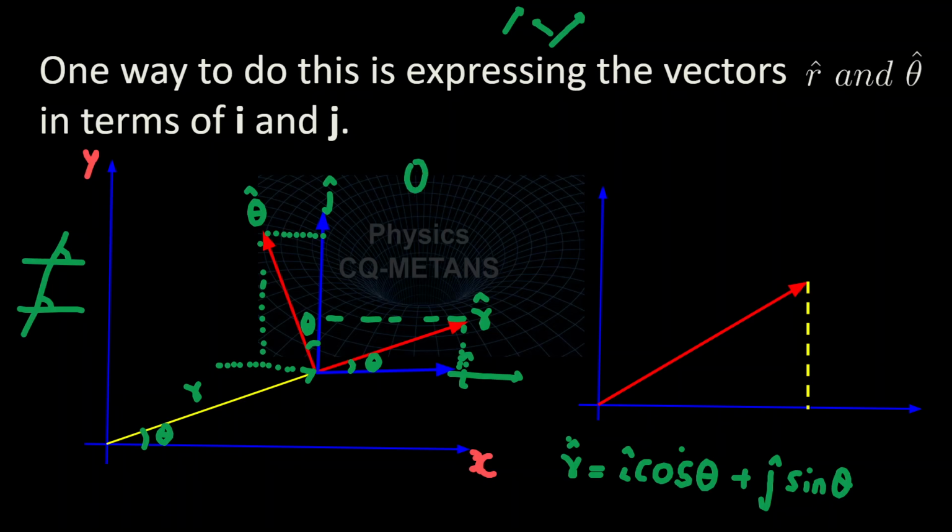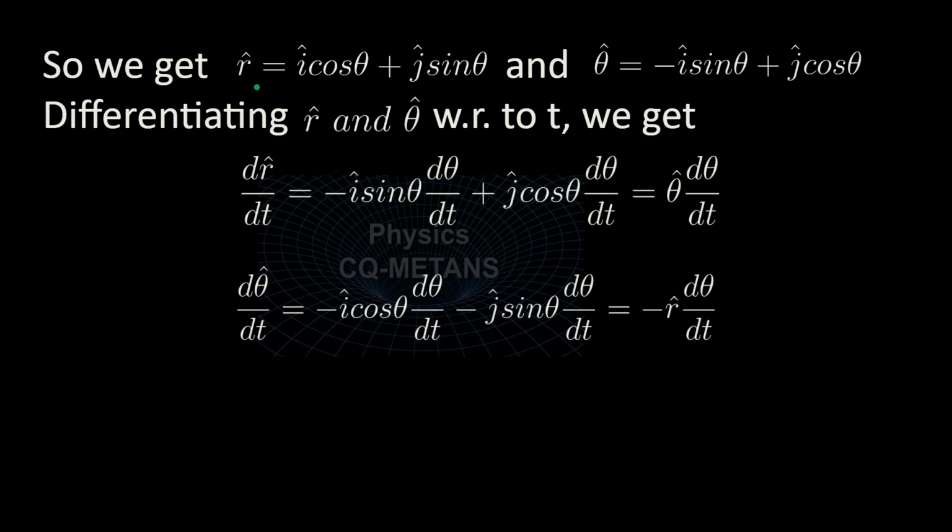So theta cap will be equal to, minus sign, because it is in the negative x-axis, so it is minus i cap sin theta, plus j cap cos theta. So we get this r cap and theta cap. As mentioned, r cap is i cos theta plus j sin theta, and theta cap is minus i sin theta plus j cos theta. Now we differentiate this.